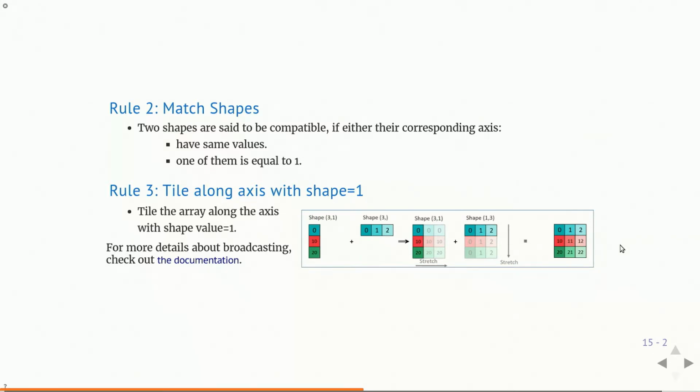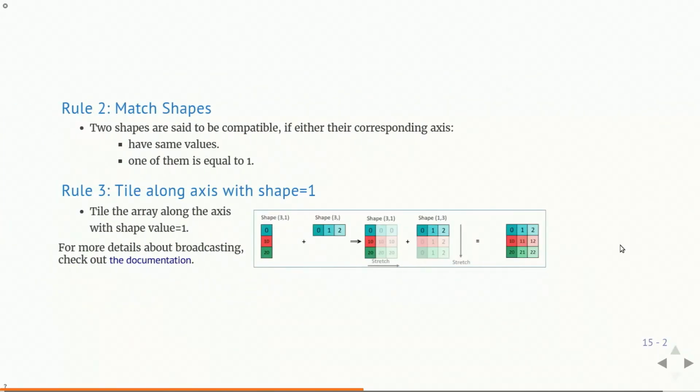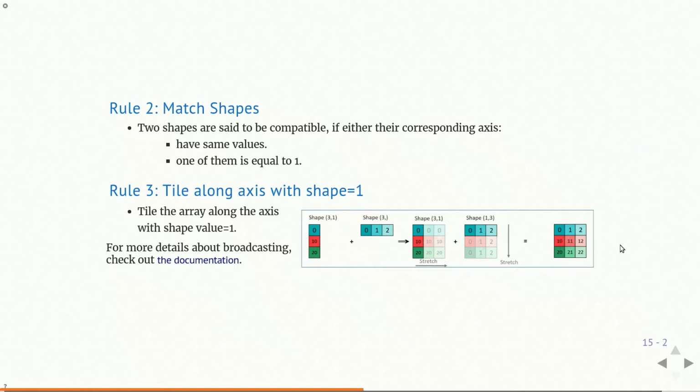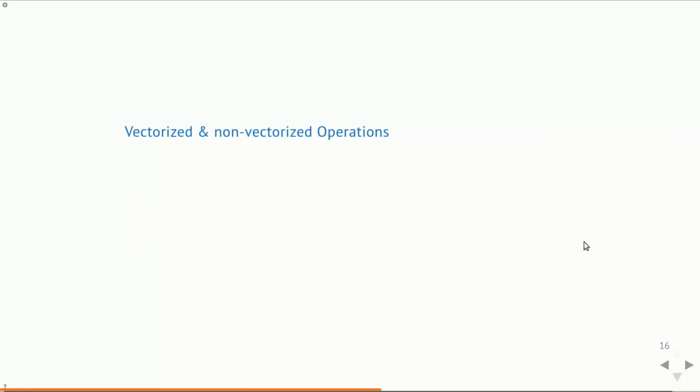It is important to mention that at the end of the broadcasting operation, if both the arrays still have different shapes, a shape mismatch error will be generated. This completes our discussion on broadcasting. For further information, you are requested to check out the official documentation. Let's now compare the performance of vectorized and non-vectorized code to see how much gain in speed we can achieve using NumPy vectorized code.